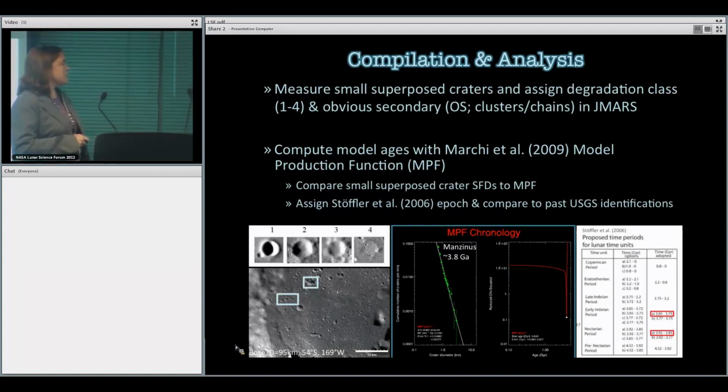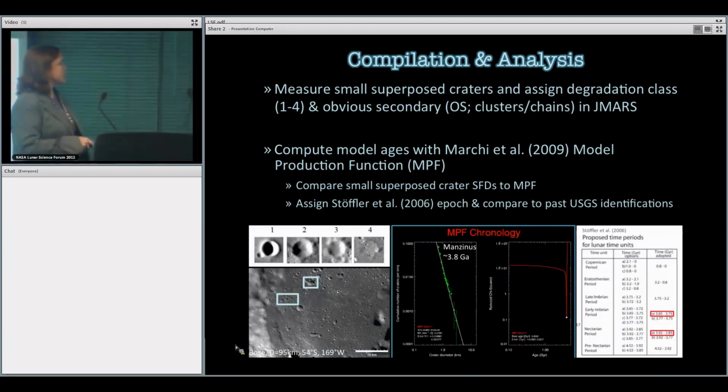Once we had the small superposed craters compiled, we computed the model age of the crater floors using the Marchi et al. model production function. The important thing to know about this production function is that it is based upon observations and models of impactor populations, and in our case we're using the NEO population. The impactor population production function is then converted to a crater production function using scaling laws. And for this work we're primarily using the Melosh gravity regime scaling law.